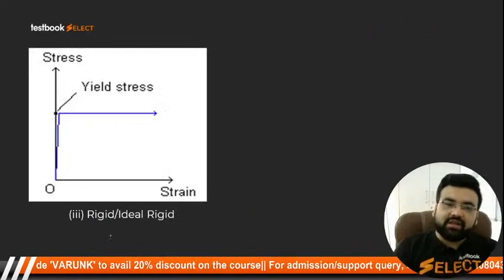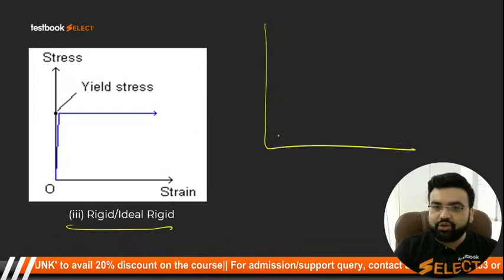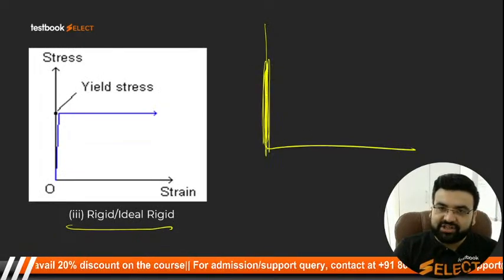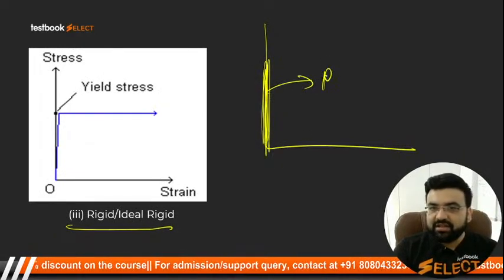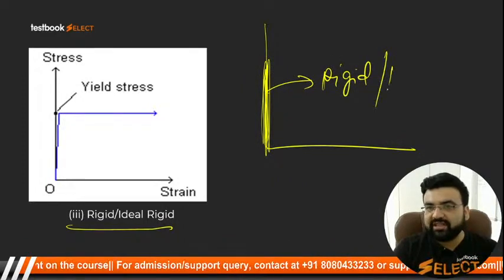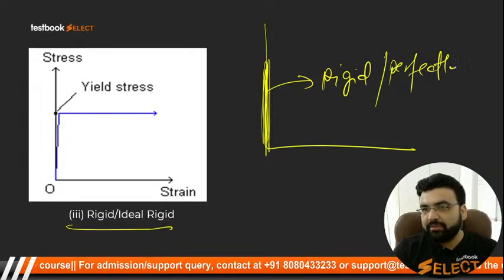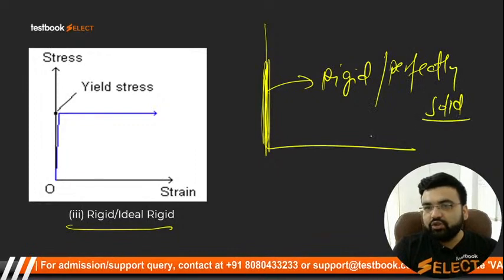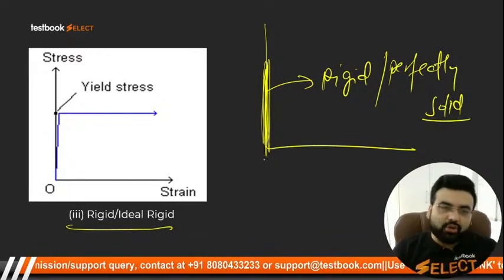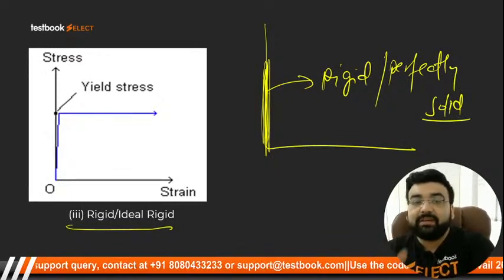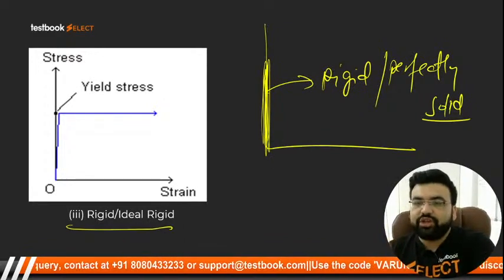After that we have the rigid material. Rigid material will show you just like this, perfectly rigid, only this line. This is the rigid material, which is also called perfectly solid. So no strain is there. In a perfectly solid material, no strain is going to be developed.